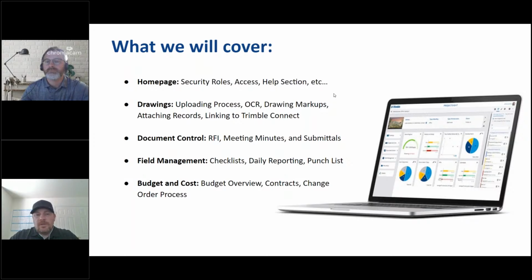Document control is things such as RFIs, meeting minutes, and submittals. Then we'll move into field management, which consists of checklists, daily reports, and punch list items. And then finally, we'll wrap up with our budget and cost modules, where we'll talk about the budget overview, our contracts, and our change order process.